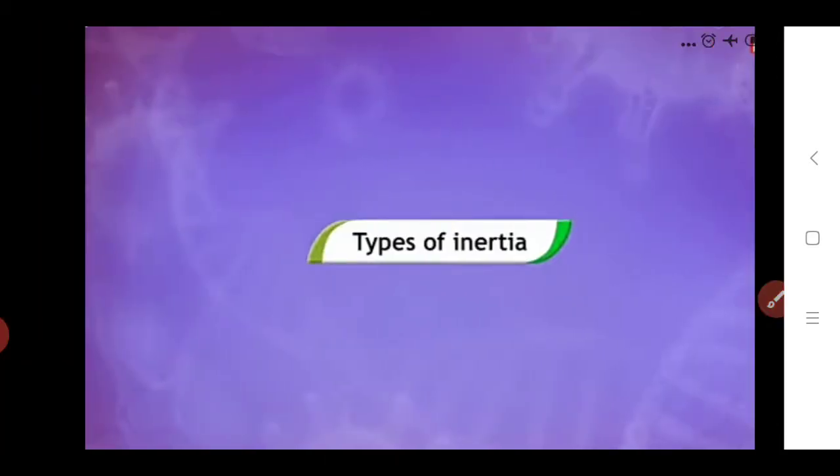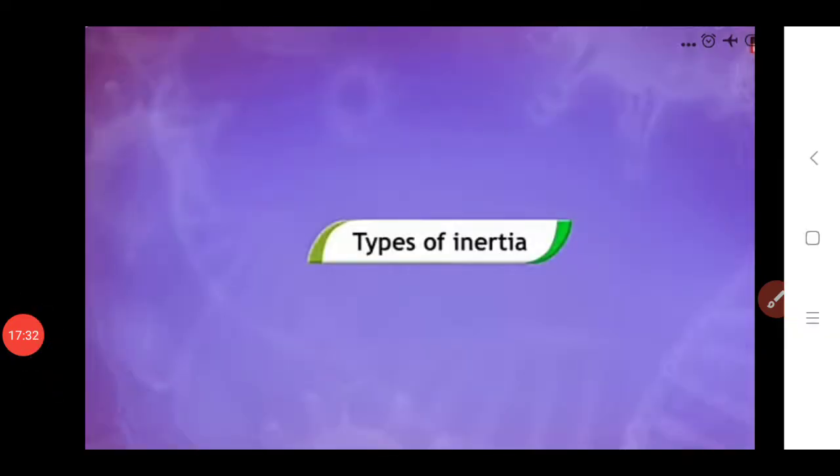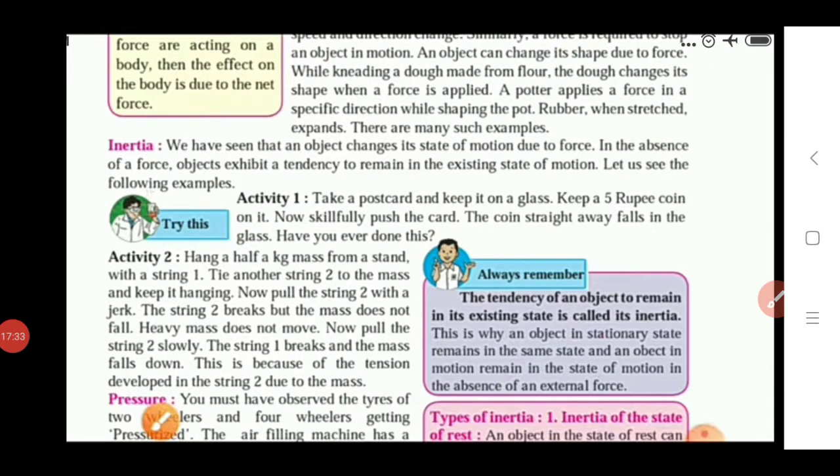So we see this happens due to inertia. For this, we see there are three types of inertia. Which are they? For this, first we see this activity, then we explain these types of inertia. By doing this activity, we can study a new concept, that is pressure.